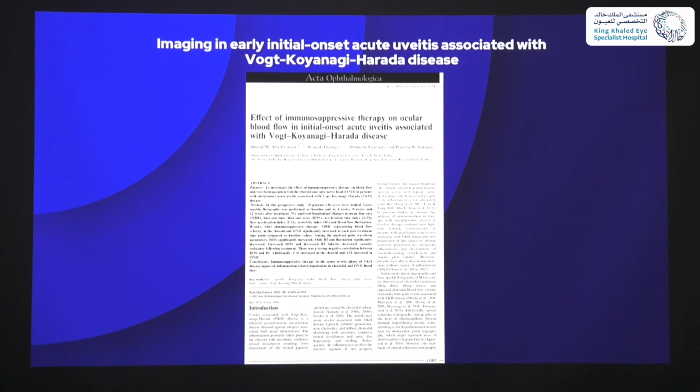Then, to continue our efforts to image VKH disease, to image the eyes of patients with uveitis due to VKH disease in order to understand the pathophysiology of the damage, we studied also ocular blood flow in these patients. We are lucky to have in our department a machine called laser speckle flowgraphy that allows us to quantitate blood flow both in the choroid and on the optic nerve.